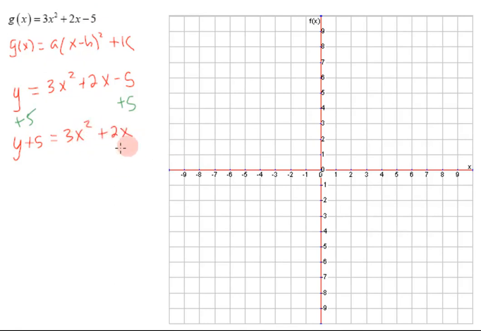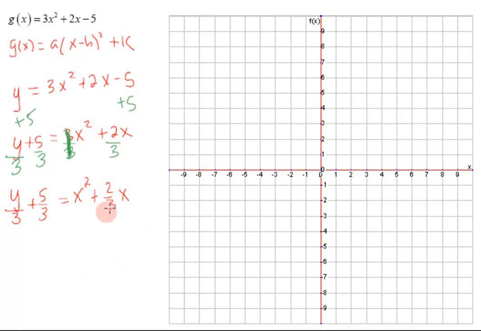And then I'm going to go ahead and divide everything by 3 because you can only complete the square if this is a 1. So divide by 3, divide by 3, divide by 3, divide by 3. Okay, the reason why I do that is that makes my 1 there, right? Okay, then we can go back and write what we have. Y over 3 plus 5/3 equals x squared plus 2/3 x. Now we're ready to complete the square.